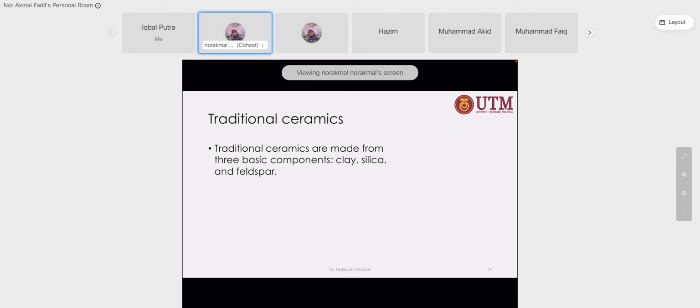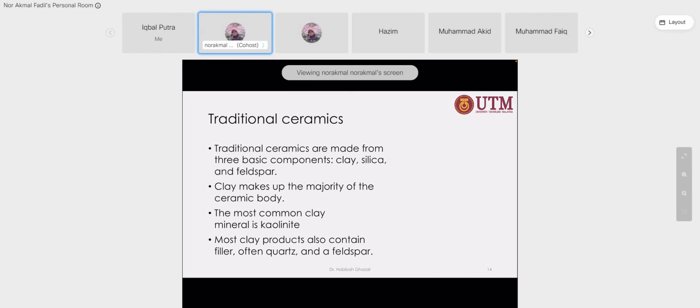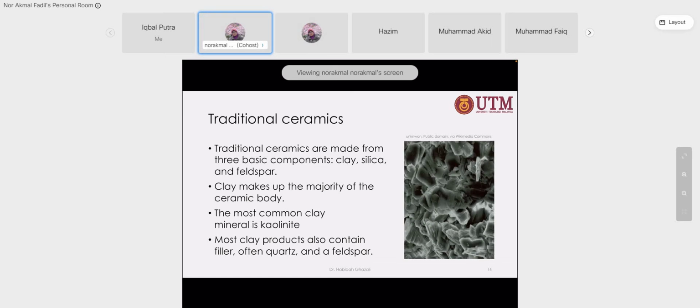Traditional ceramics are made from 3 basic components: clay, silica, and feldspar. Clay makes up the majority of the ceramic body, and the most common clay mineral is kaolinite. Most clay products also contain fillers, often quartz and feldspar. This is the microstructure of the ceramic materials.